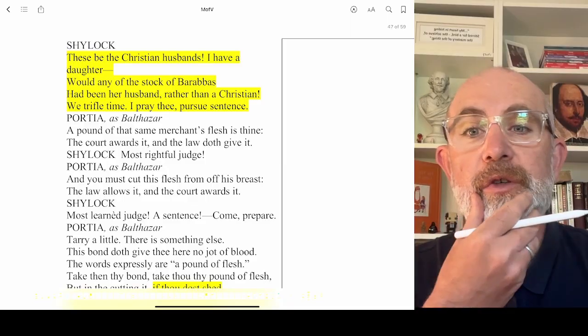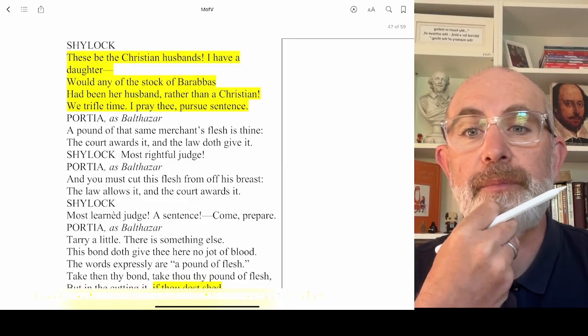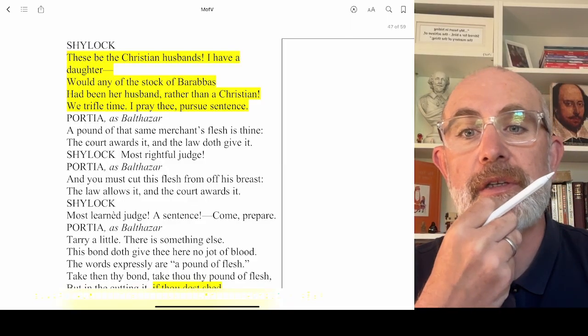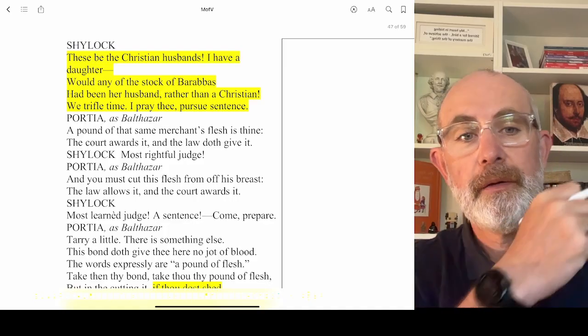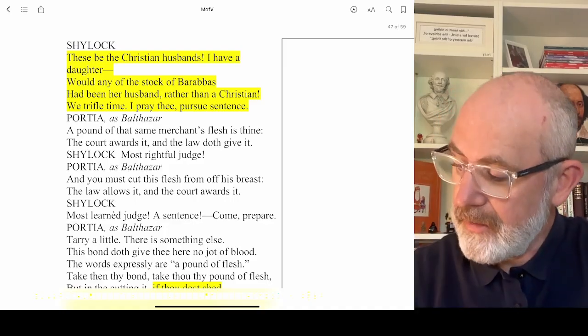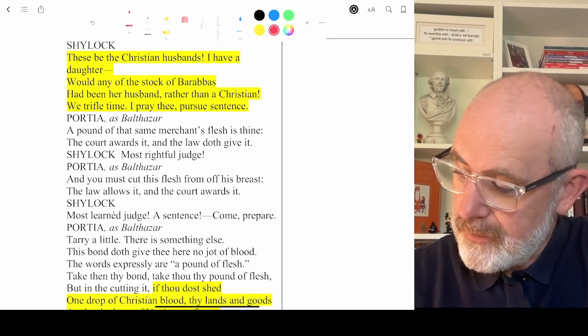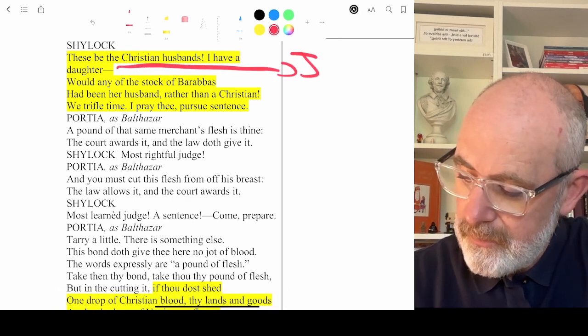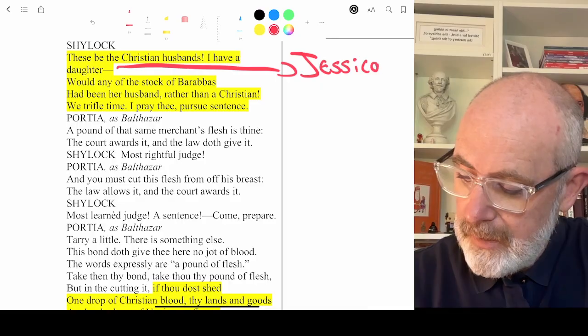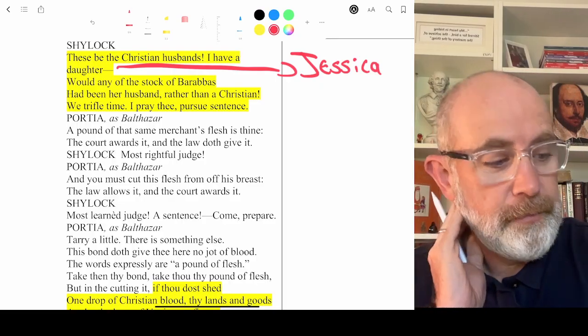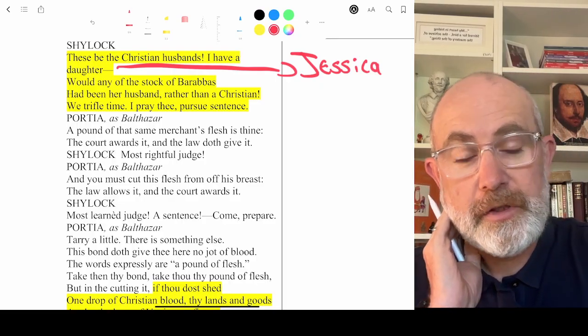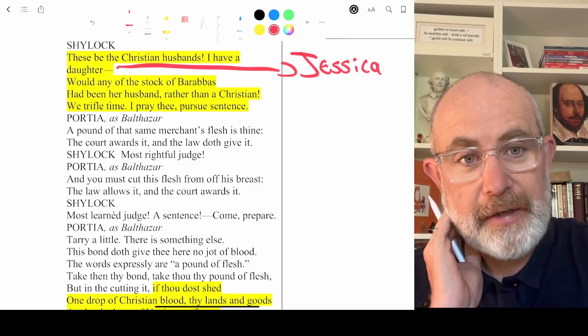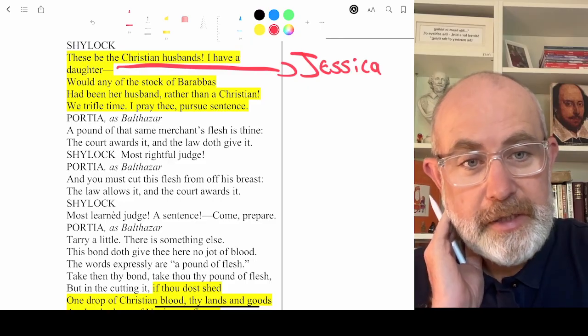Shylock says, these be Christian husbands. I have a daughter. Would any of the stock of Barabbas have been her husband rather than a Christian? We trifle time, I pray thee, pursue sentence. And of course, he's referring there to the subplot to do with Jessica, his daughter. And again, what was done to Shylock was humiliating. The fact that Jessica ran off and married a Christian and took his money and spent his money. He sees that as being humiliating for him.